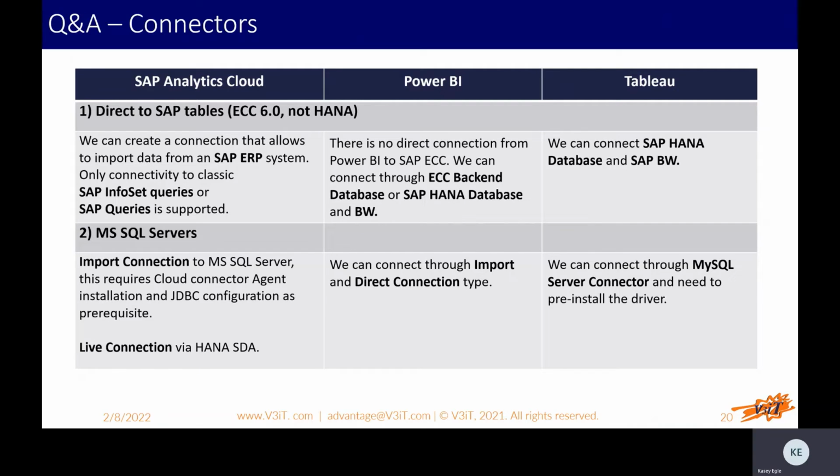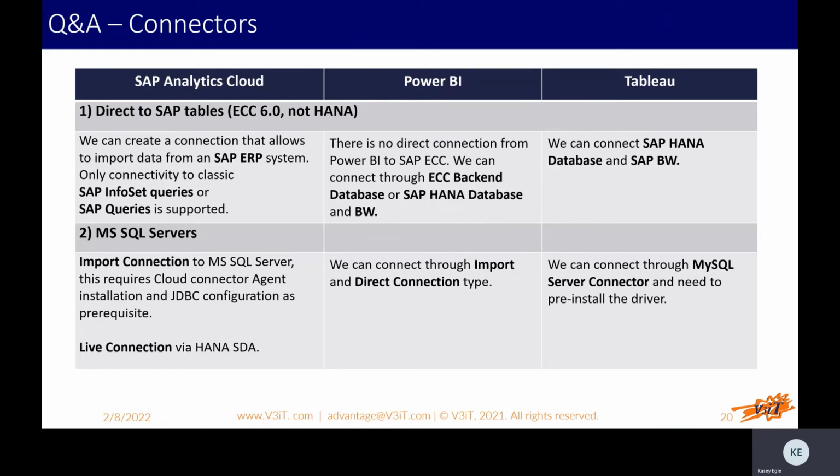So for SAC, you can create a connection that allows you to import data from an SAP ERP system, and only connectivity to classic SAP InfoSet queries or SAP queries is supported. For Power BI, there is no direct connection to SAP ECC, but we can connect through the ECC backend database or SAP HANA database and BW. And with Tableau, we can connect to SAP HANA database and SAP BW.